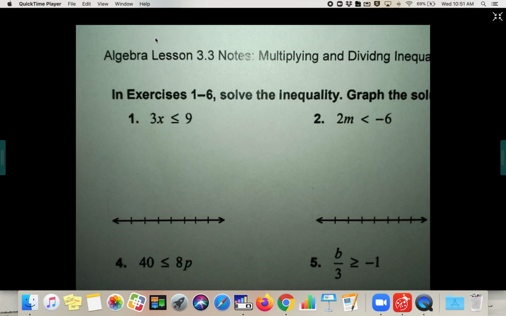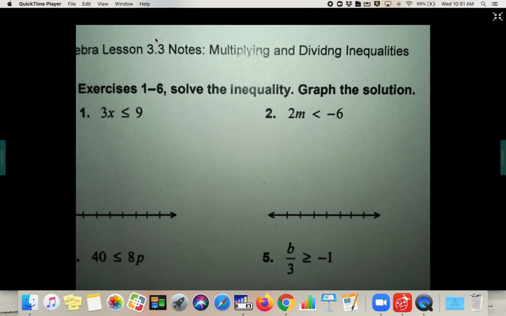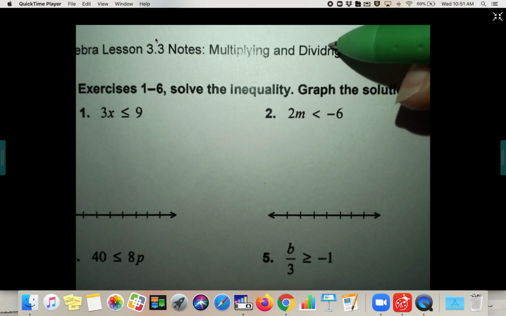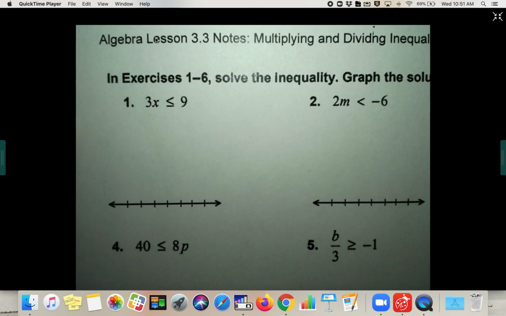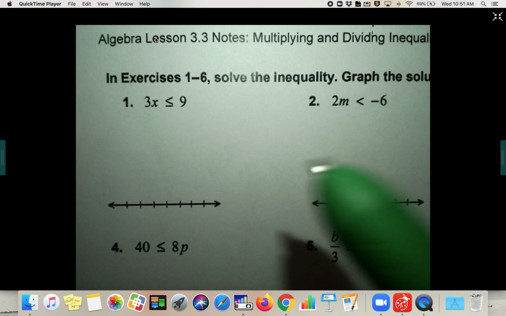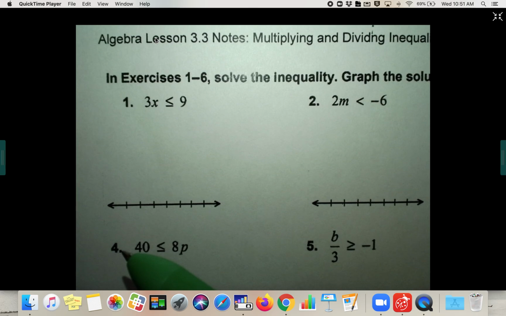Algebra lesson 3.3. These notes are about multiplying and dividing. I just now noticed this typo. There's definitely supposed to be an I in there. Multiplying and dividing inequalities. So remember, an inequality is not equal to. So it's going to be less than or equal to, or less than, greater than or equal to.